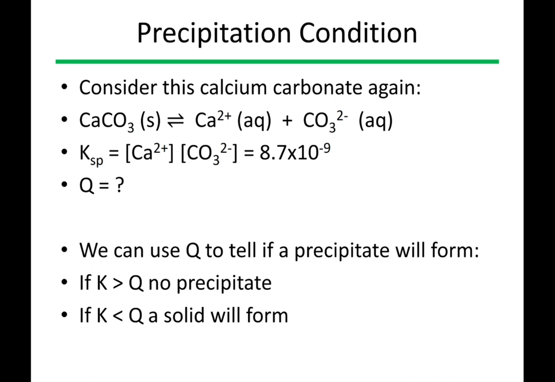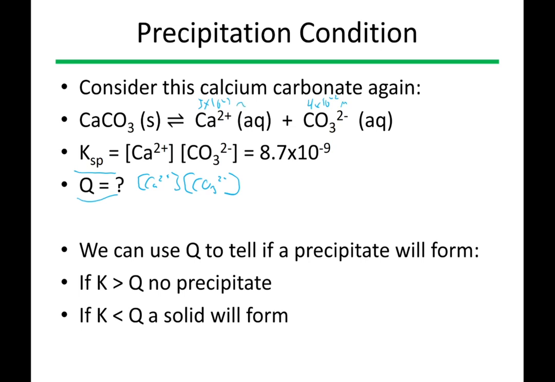We have this equilibrium and an associated KSP, and we know that we can find the molar solubility of this. So let's think about what Q would be in this circumstance. So Q, remember, is the same expression as K, but instead we plug in the values that we actually have. So let's look at an example. Let's say we had a solution that was 5 times 10 to the negative third molar calcium and 4 times 10 to the negative 2 molar carbonate.